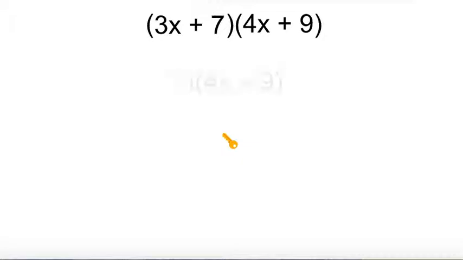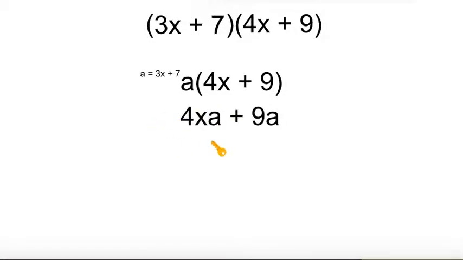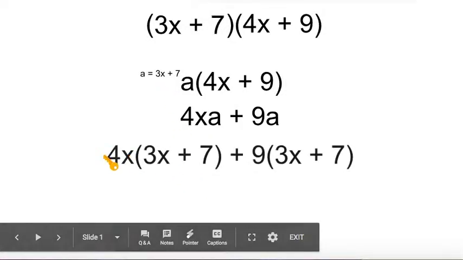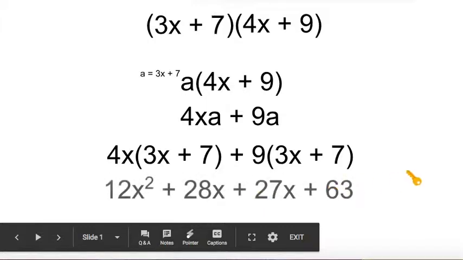Well, first, let's set 3x plus 7, which is this left factor over here, to a. Let's set a to be equal to 3x plus 7. Now we have a times 4x plus 9. And obviously, you're going to use the distributive property to distribute the a. And then you can substitute back the 3x plus 7, then distribute it again.